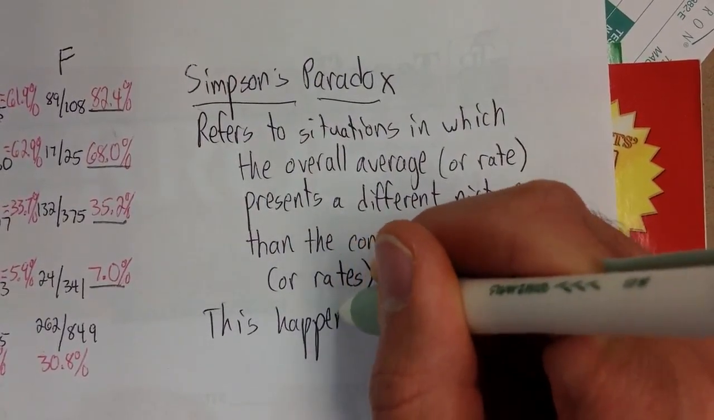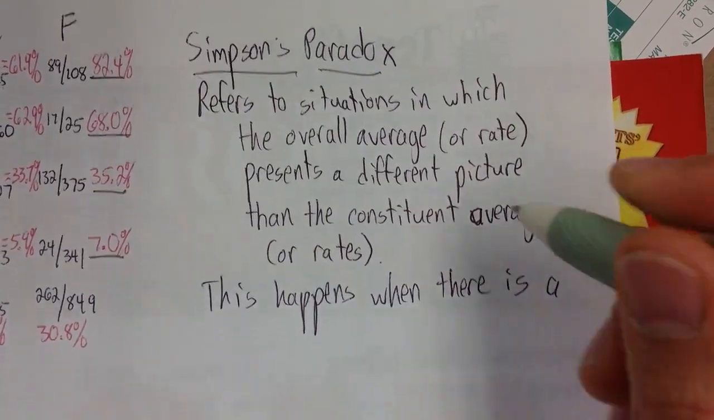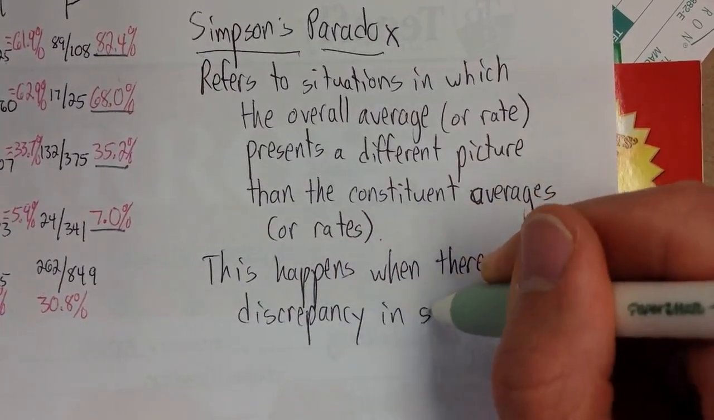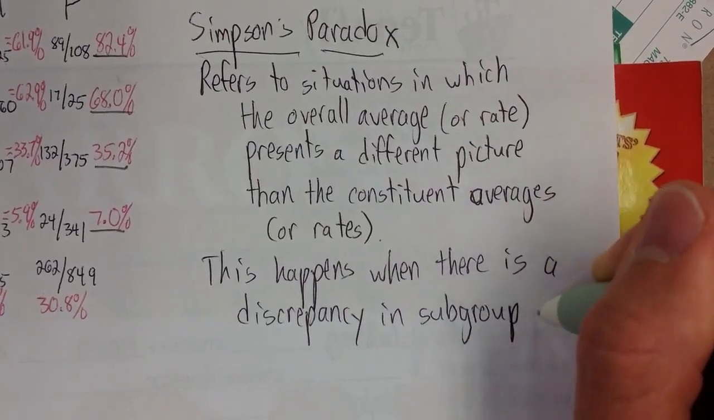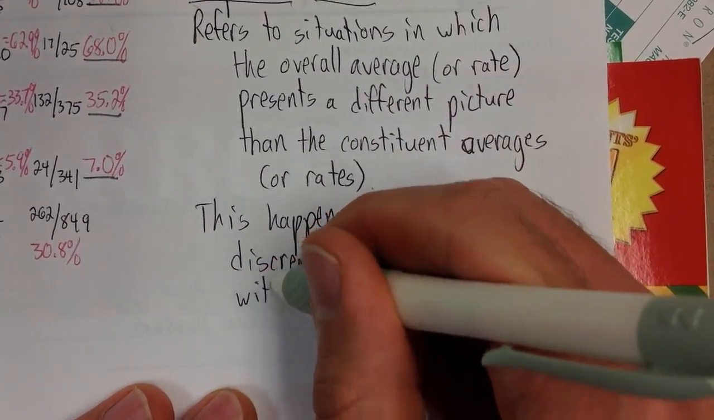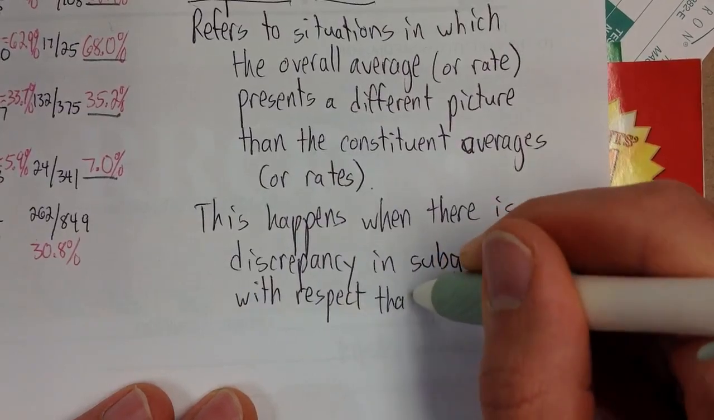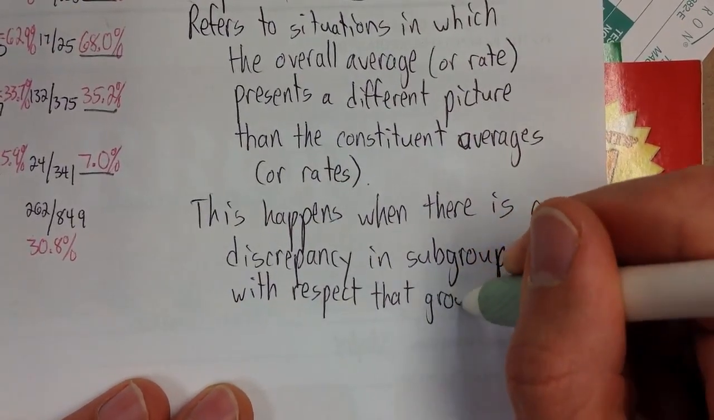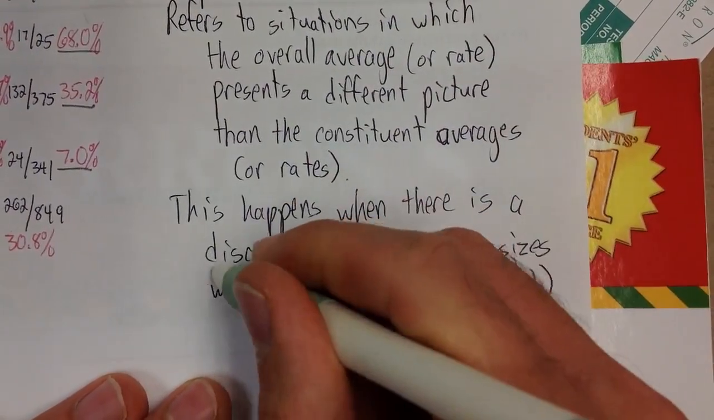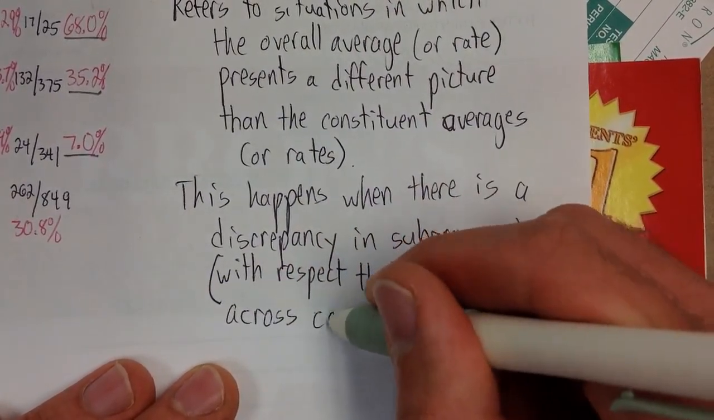So this happens when there is a discrepancy in subgroup sizes with respect to that group's total, I'll put that in parentheses, across categories.